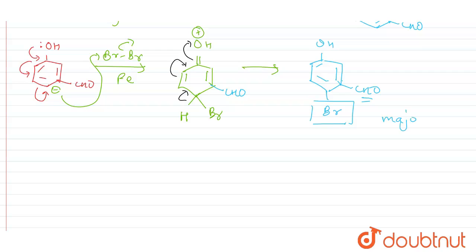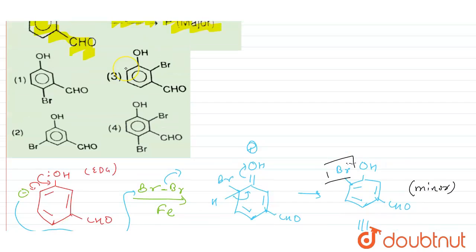Now let's check the options which we have. In this option, we have OH, CHO, Br, and Br is at para position. So this will be the correct answer. In the second option, we have OH, Br, CHO, so this is incorrect. Here we have OH, Br, CHO, with Br present in the middle. So this is the minor product, and this is also incorrect because we want the major product, right? Now we have OH, Br, CHO, Br. So this is also incorrect. The only correct option is option 1.